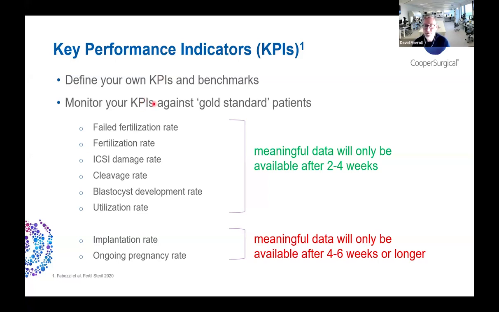As I've said, if you want to monitor lab performance, you'd want to take out the element of patient variation. So you'd probably monitor KPIs against gold standard patients, those patients that have a good prognosis, good chance of becoming pregnant. And bear in mind that when you analyze KPIs, depending on the KPI, you may not get meaningful data for some time afterwards. So for things like embryology data, the utilization, cleavage rates, and so on, you'll probably get meaningful data relatively quickly, but it's still after a few weeks.